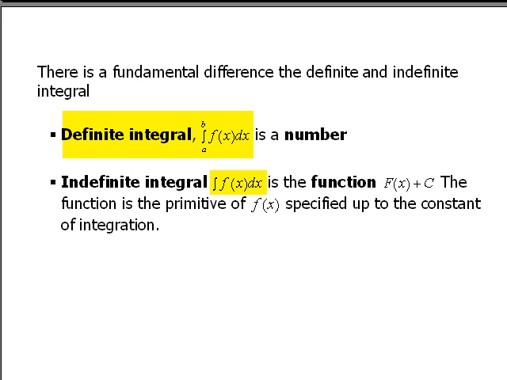The indefinite integral, the result of that is a function, which is the primitive of little f of x, specified up to the constant of integration. So the difference is that with the definite integral, we're going for a number.